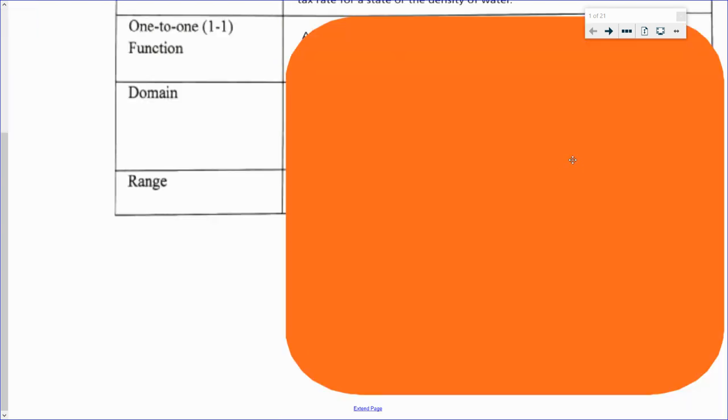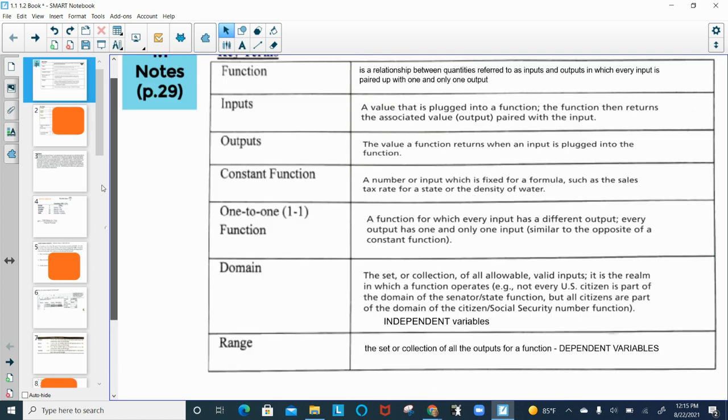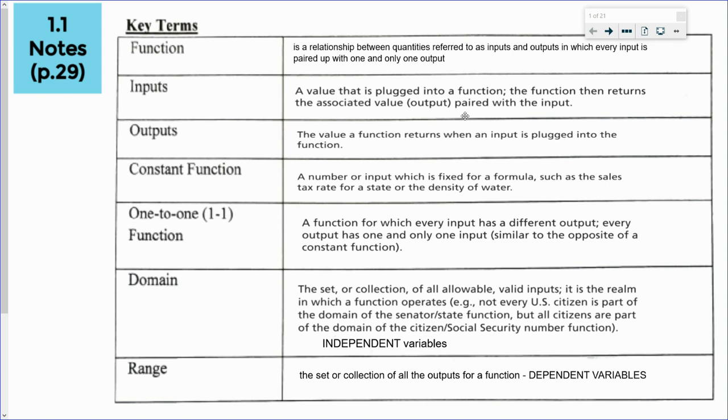Constant function. So a constant function is where an input is fixed. You know, a lot of people immediately think of pi, 3.14. Other fixed inputs are sales tax rate for a particular state or the density of water. You know, you see these in other courses besides just mathematics.